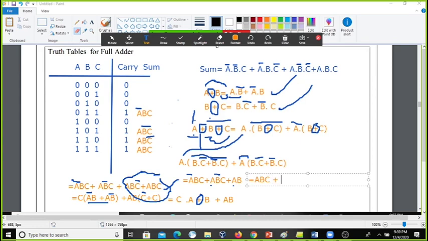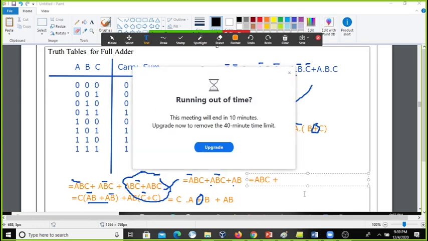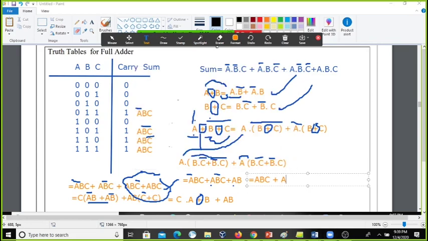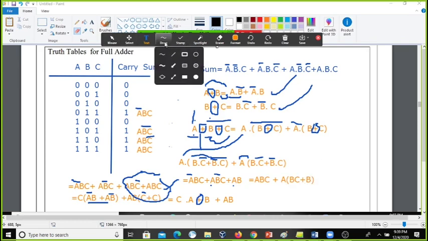So then you can write this is equal to ABC plus A is common. Take the A out. Then the remaining will be BC plus B bar. Then this one we have to write A bar B, and from this A is common, take the A out, then the remaining will be B bar C plus B.